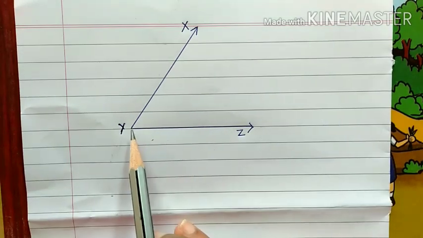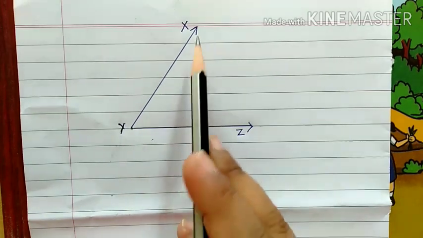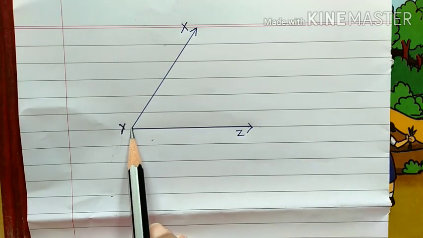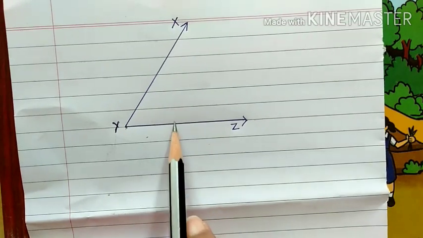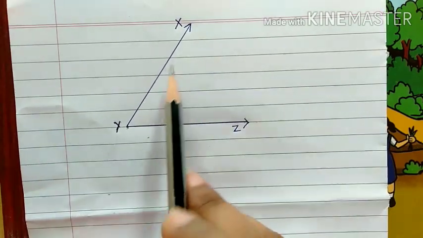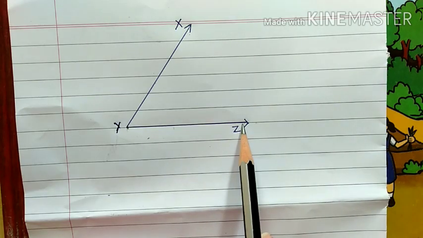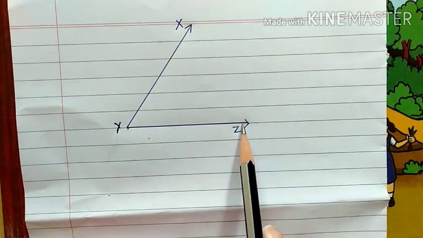It is a vertex. Through the vertex, rays YX and YZ have passed. So the vertex is point Y. These are the two arms of the angle, YX and YZ. The name of the angle is XYZ.